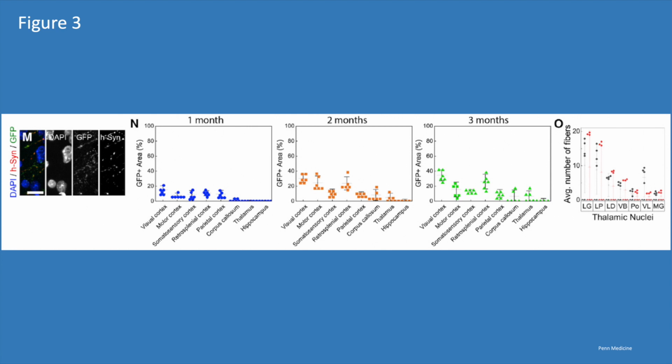These projections primarily involve the visual system, which is consistent with previous neural transplantation studies, although we did observe some off-target projections as well, especially in the motor cortex and motor nuclei of the thalamus. Additionally, image O quantifies the GFP-positive projections in different thalamic nuclei at 2 and 3 months post-transplant, with projections observed in nuclei associated with visual and limbic circuits, particularly the LG, the lateral geniculate, and the LP, the lateral posterior.